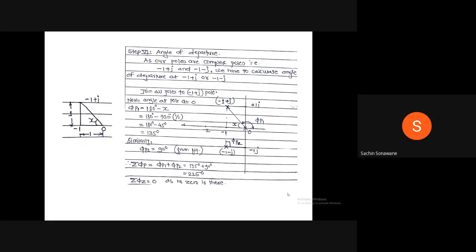Now, angle of departure. As our poles are complex poles, that is minus 1 plus j and minus 1 minus j, we have to calculate the angle of departure at minus 1 plus j and minus 1 minus j. Therefore, join all poles to minus 1 plus j. Therefore, join all these poles.